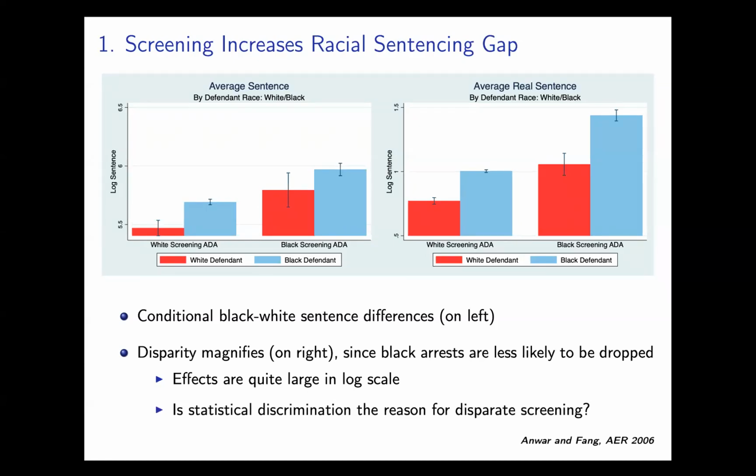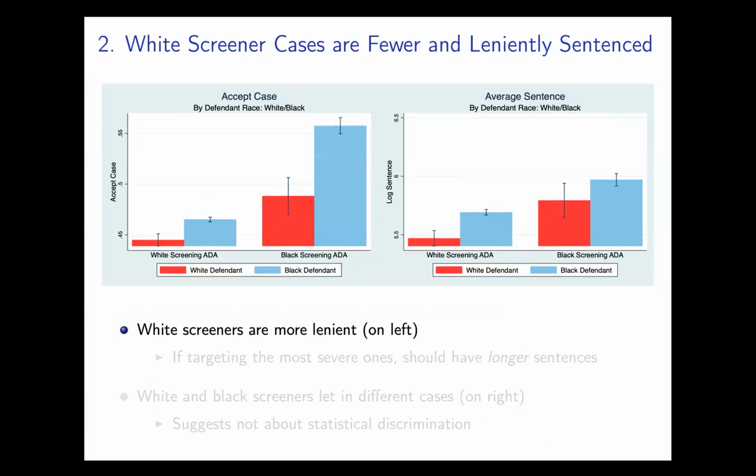Now, is statistical discrimination the reason for the disparate screening? So one way to investigate is to use the identity of the prosecutor. And we can see that white screeners are taking in fewer cases. They're more lenient, sending home more individuals.